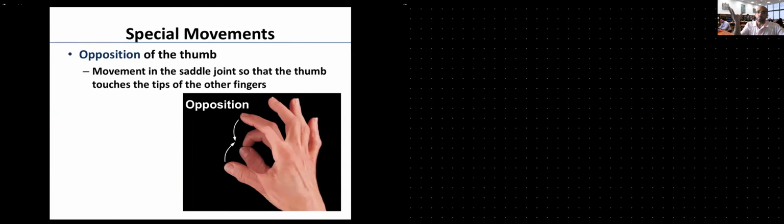Special movement of the thumb. So the thumb is the only finger that can face the other four medial fingers. Like counting your fingers on here, your thumb has the ability to move and face the other four fingers. So this is called opposition. The thumb opposes the rest of the fingers. It's called opposition.